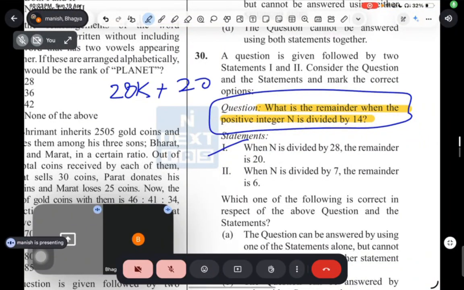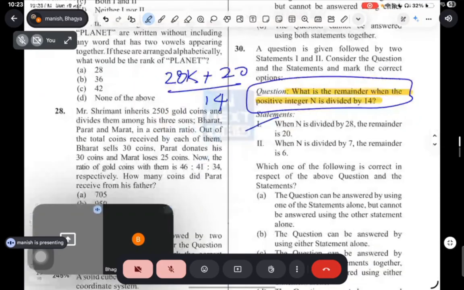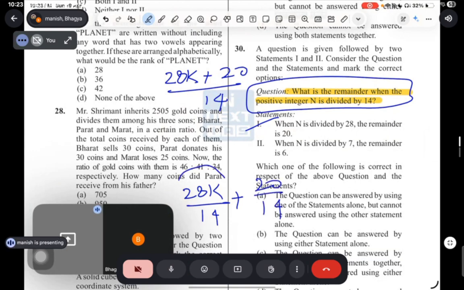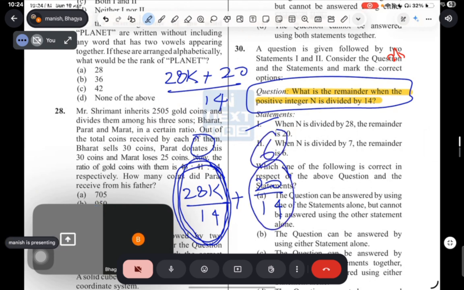And plus 20 divided by 14. Right? So now I can also write it like that: 28k. Now see, whatever value of k I take here, this will always be completely divisible by 14. Any doubt? No doubt. So the remainder here is 0, but here the remainder will always be 6. So the remainder is fixed here, 6.